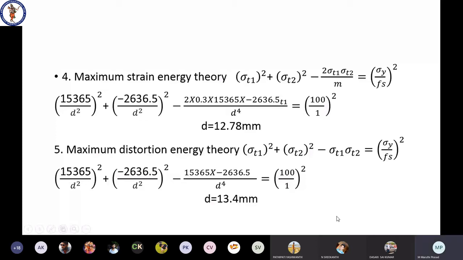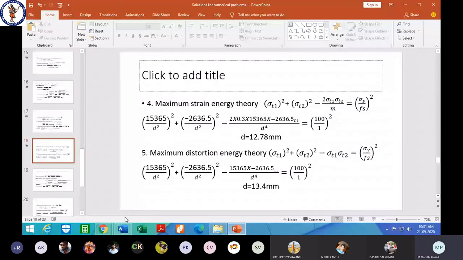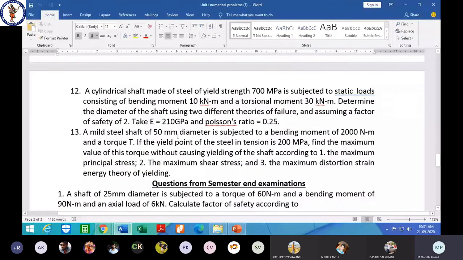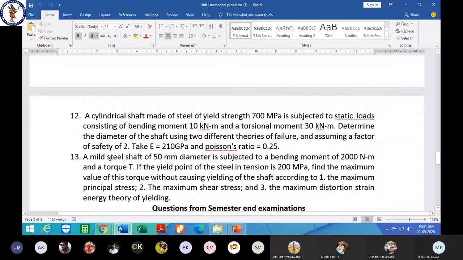So next two problems are similar. Now you just note down the problem and try to solve it. We have to solve the remaining two problems. You have to solve the remaining two problems within half an hour.